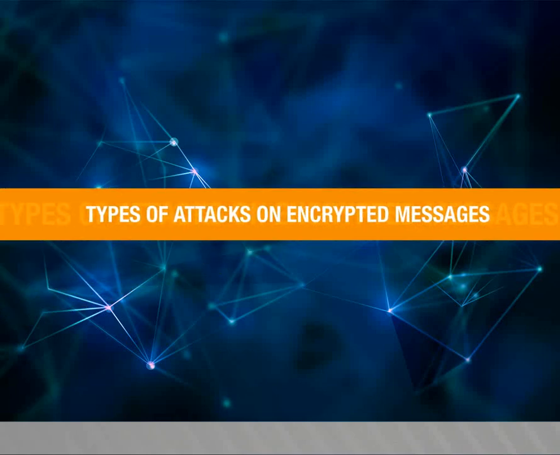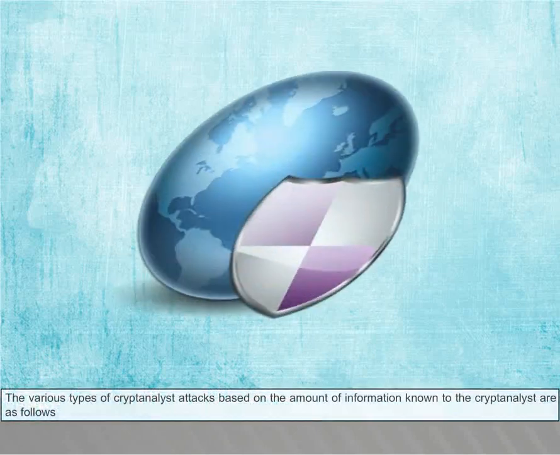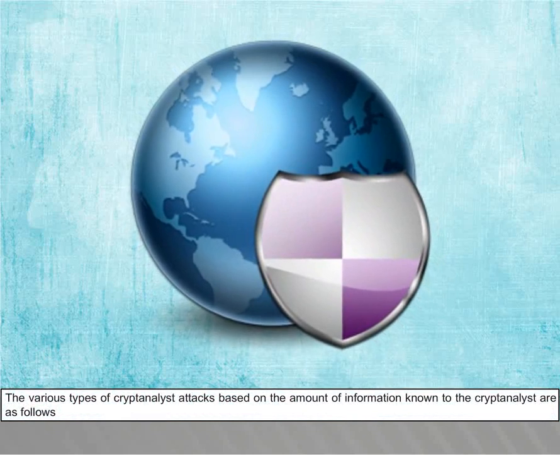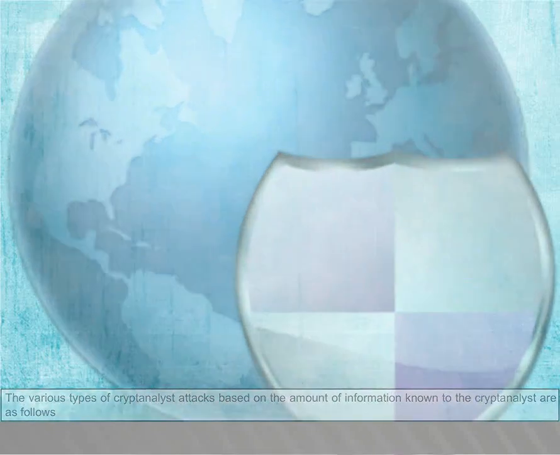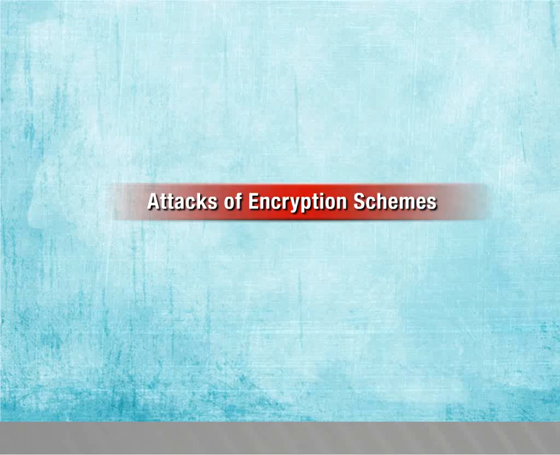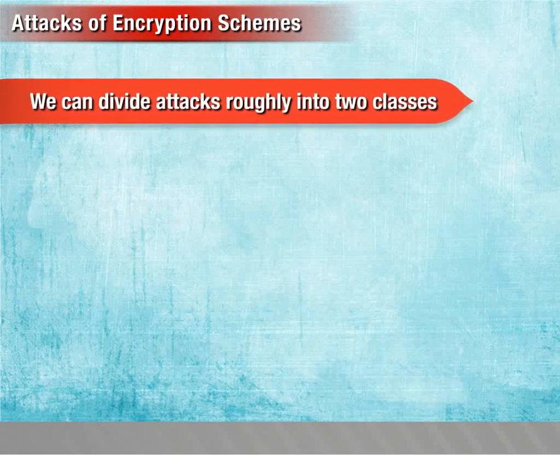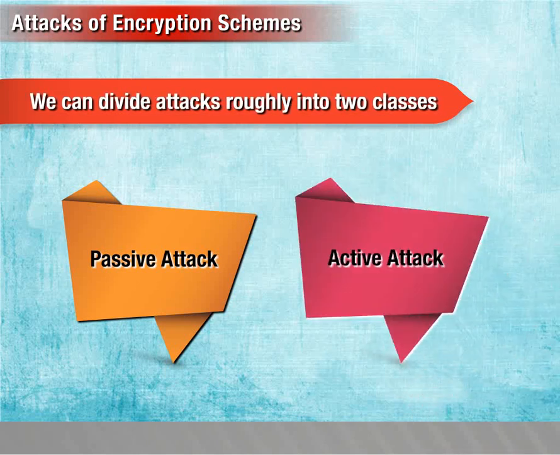Types of attacks on encrypted messages. In this video, we are going to see about types of attacks on encrypted messages. The various types of cryptanalytic attacks based on the amount of information known to the cryptanalyst are as follows. Attacks on encryption schemes: we can divide attacks roughly into two classes, passive attack and active attack.